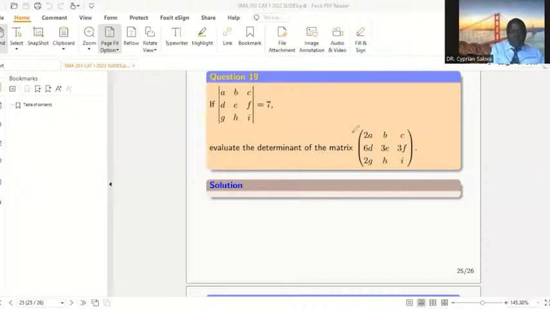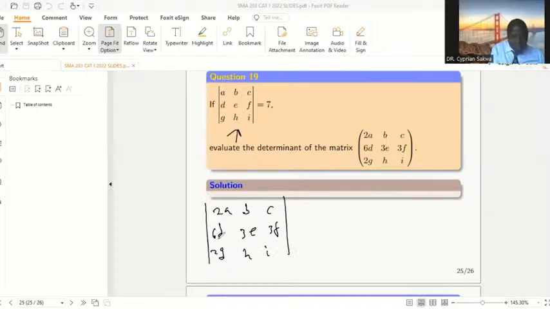We are given the determinant of this matrix and we are asked to find the determinant of this matrix. That means you must work with this matrix until you can express it in terms of this. Let's begin. We have 2A, B, C, 6D, 3E, 3F, 2G, H, I. I'm seeing something here. This is 6D. Let me factor out column 1. Factor 2 out of column 1.